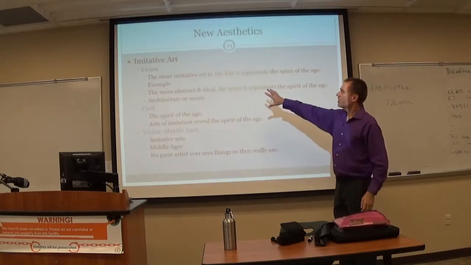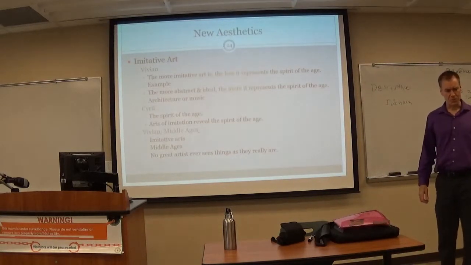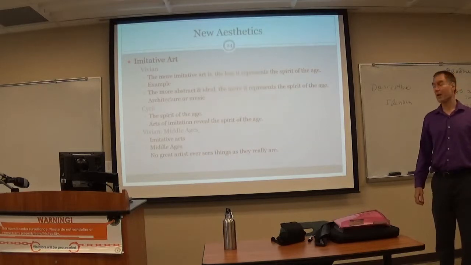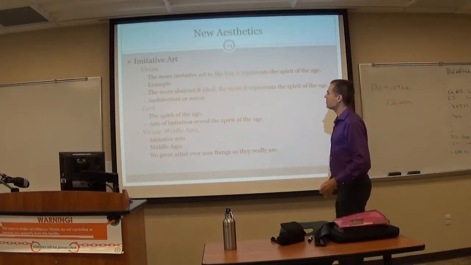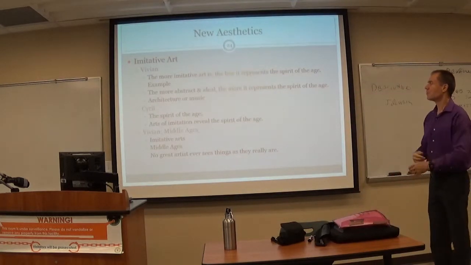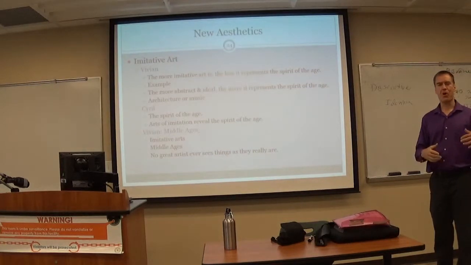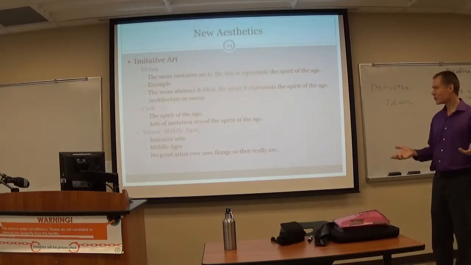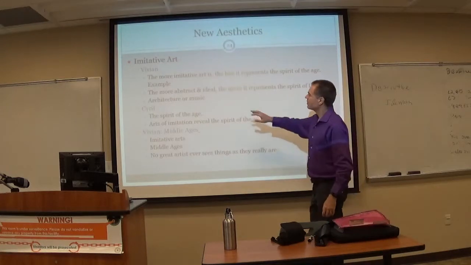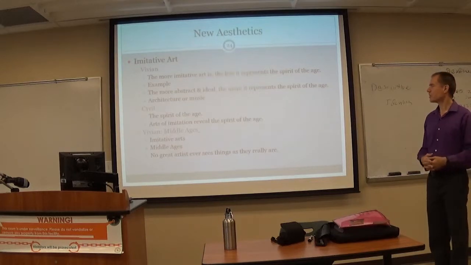Now, Vivian claims that the more imitative art is, if it's statues that look like people or horses, or drawings that look like people, then the claim is that it represents the spirit of the age much less. He says, as an example, the drawings of brawling drunken peasants done by Dutch artists don't tell us anything about the Dutch. And he considers that perhaps the more abstract and ideal a work is, the more it might represent the spirit of its age.